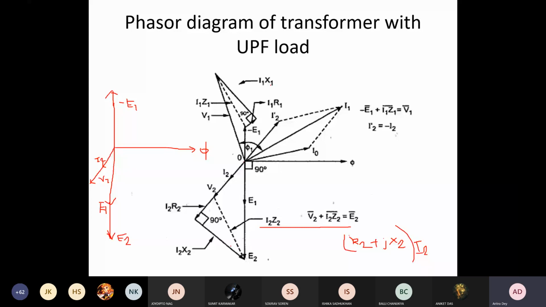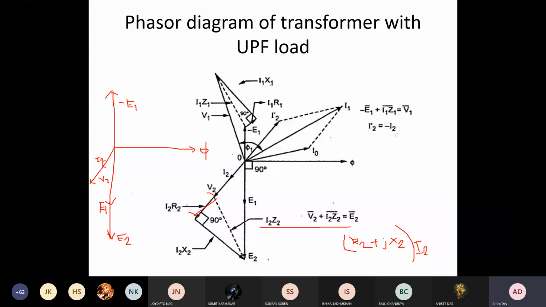So I2 into R2 plus J into I2 into X2 is equal to your E2. This much is your I2 into R2, which is in phase with V2. Then I2 into X2 is like this. Because R is very small, we can have it like this. If R2 is very small, then of course your I2 will be more, like the way it is shown. Then I2 into X2, and this is how you complete this side, which is secondary.